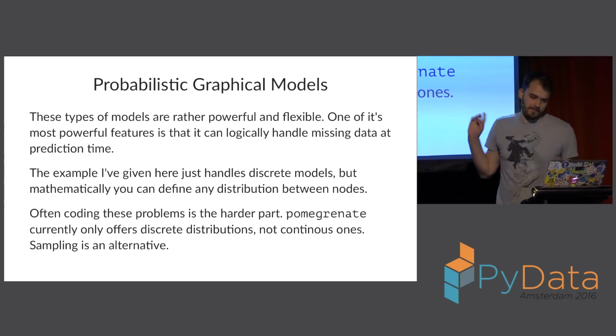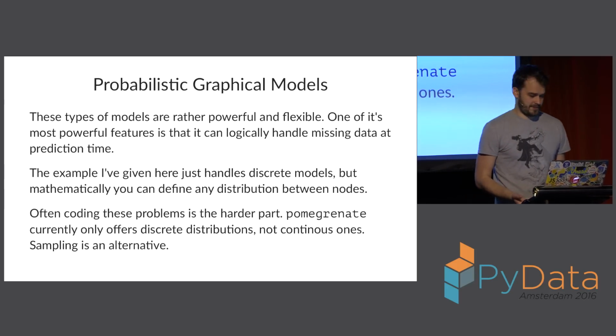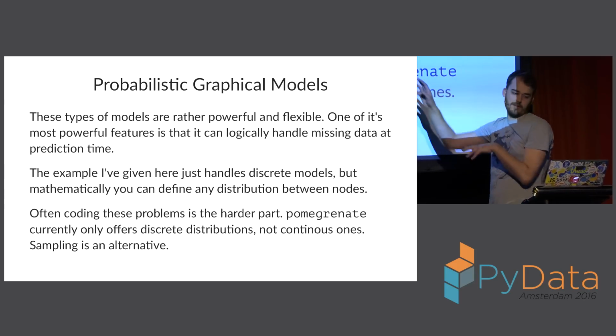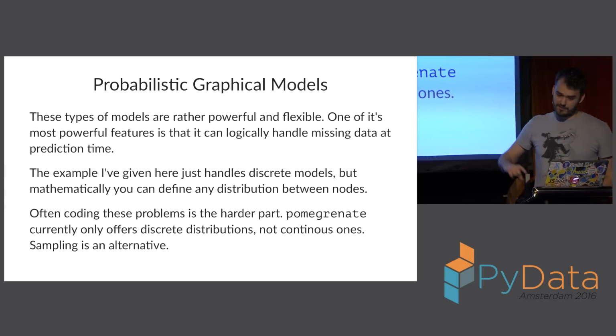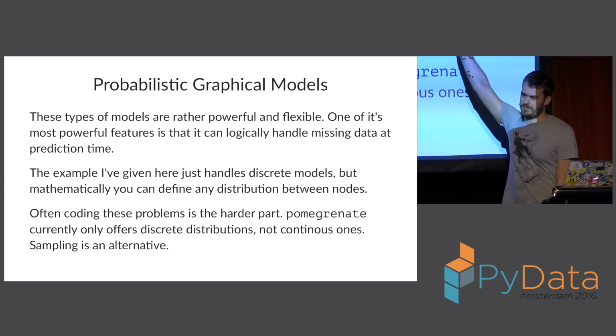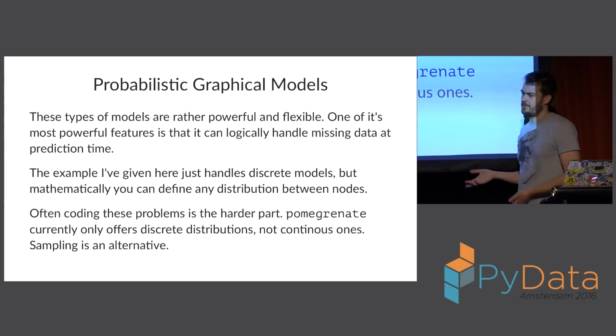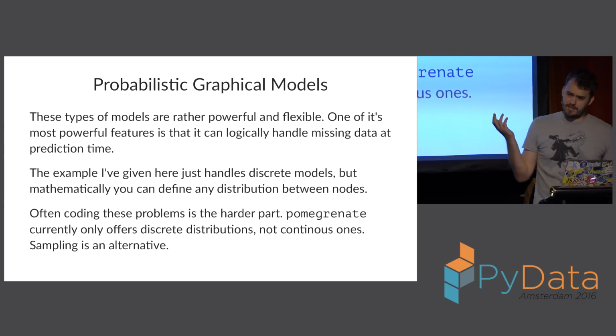So these types of models are very powerful and flexible. One of its most powerful features is that it can handle missing data at prediction time. The example that I've given only handles discrete models. Also, the pomegranate library in general only deals with discrete probability values at the moment. But mathematically, you can also use continuous distributions. There's no real reason why that should not work.